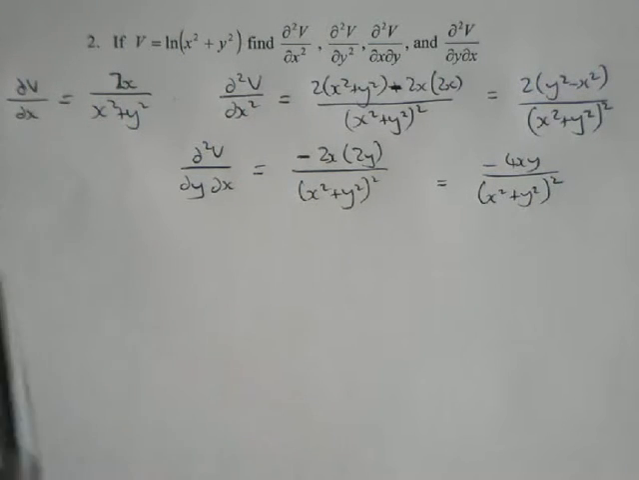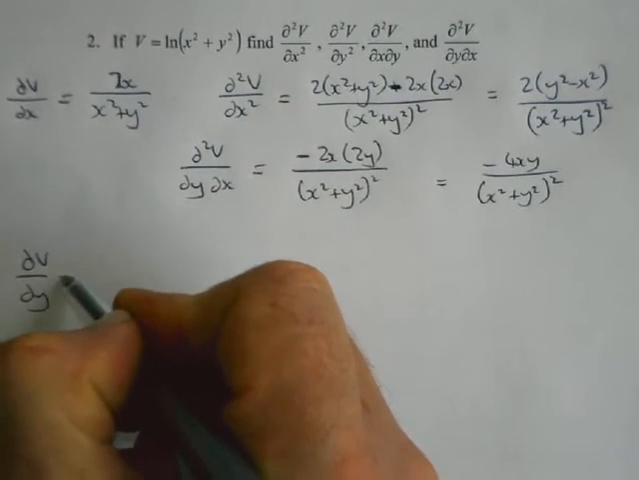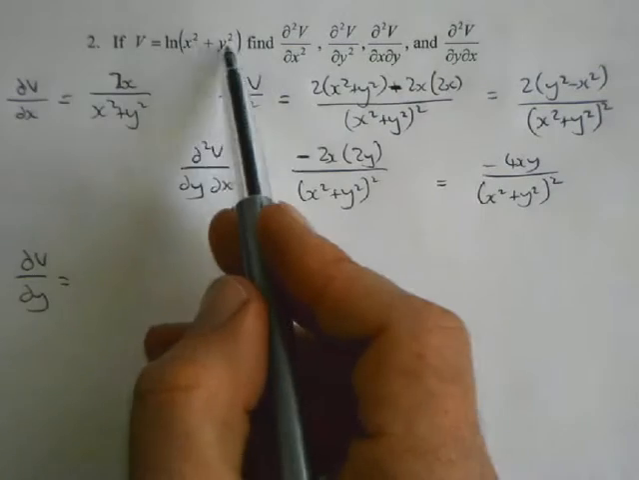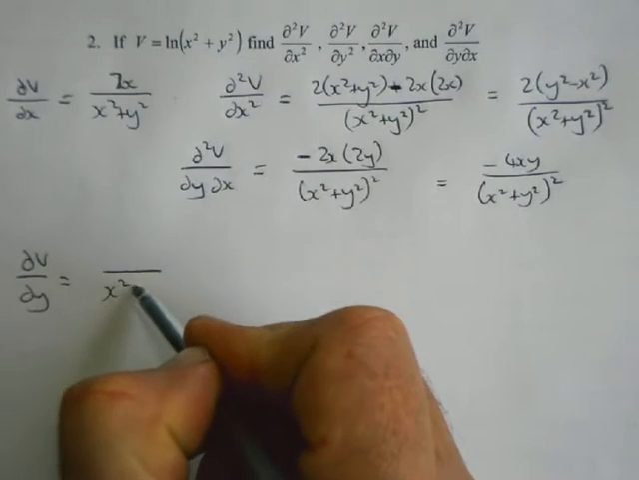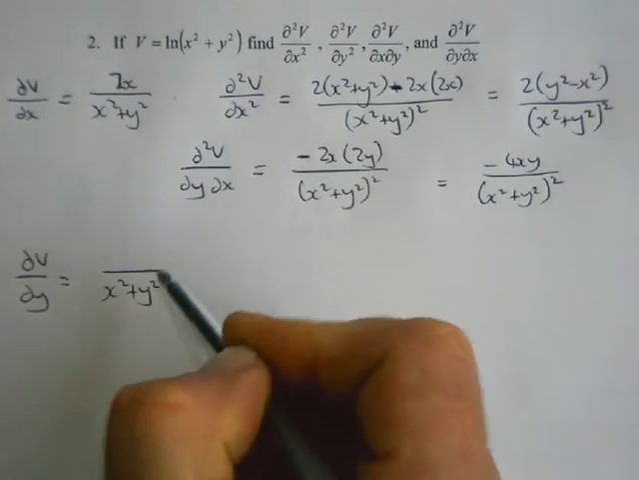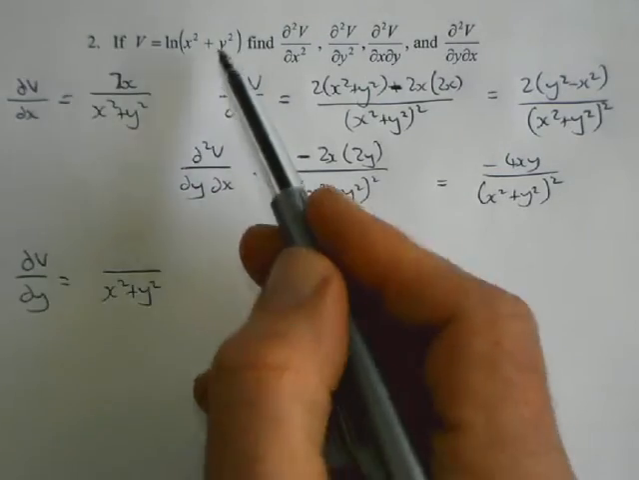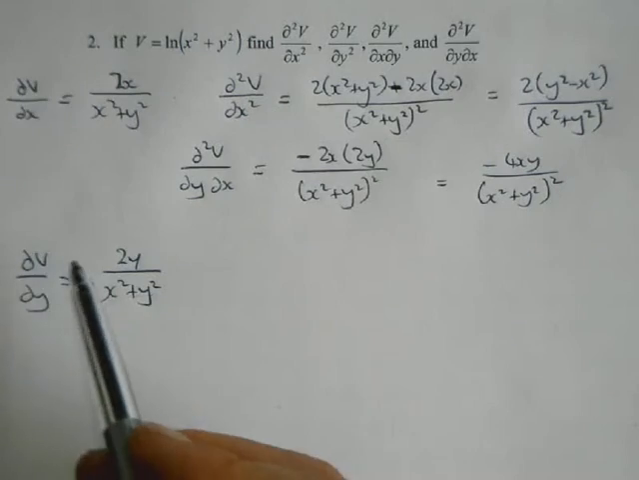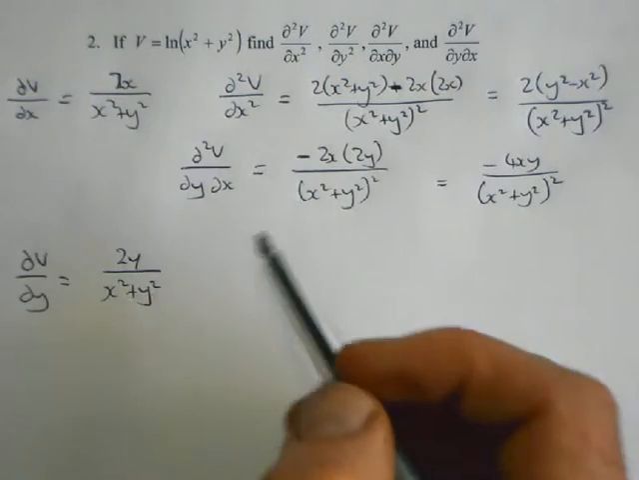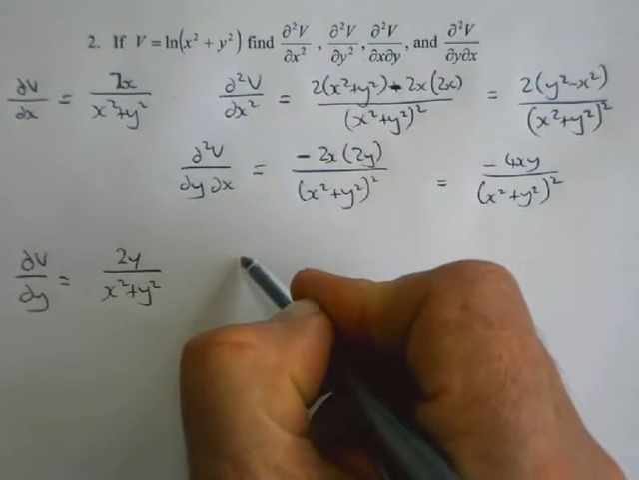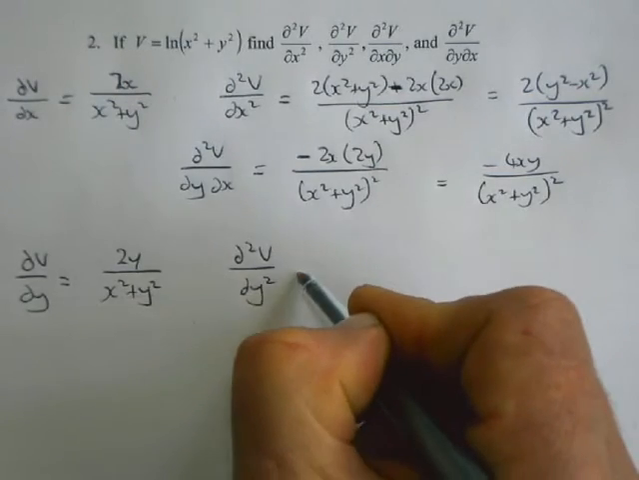Okay, so that's the two partial derivatives based on the first derivative of x. So now we'll do the same thing with the first derivative being y. So again, it's a chain rule, so natural log gives us 1 over the inside function. So the derivative of the outside function is 1 over the inside function, times the derivative of the inside function. And because we're doing y as the variable, the derivative of that inside bit is 2y.